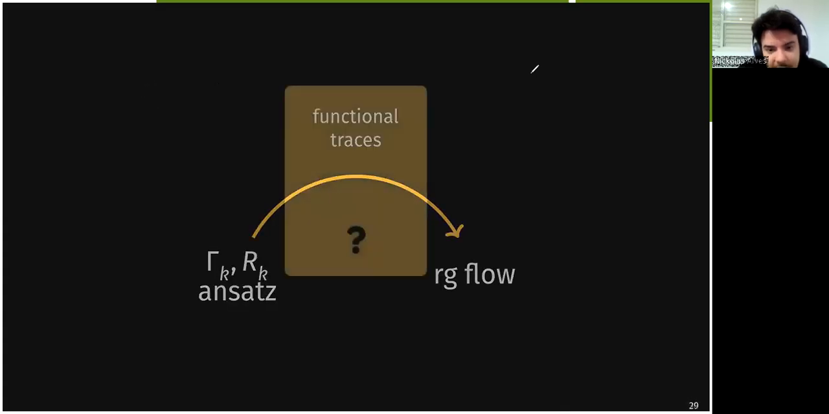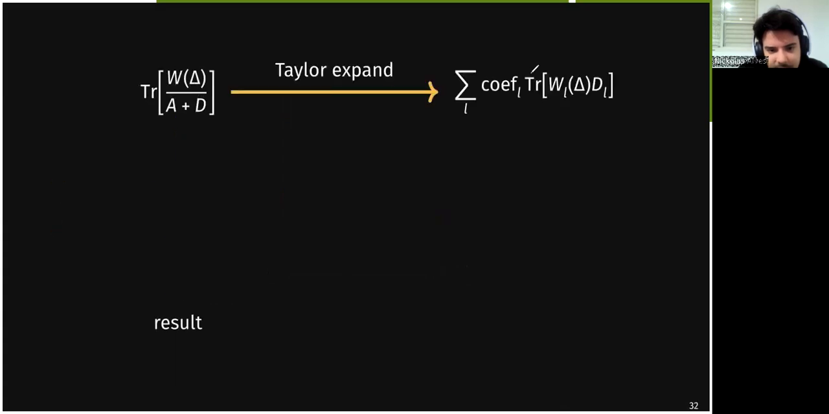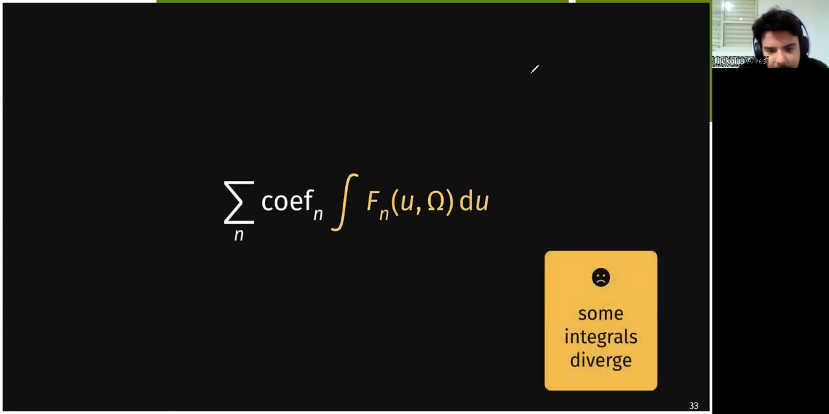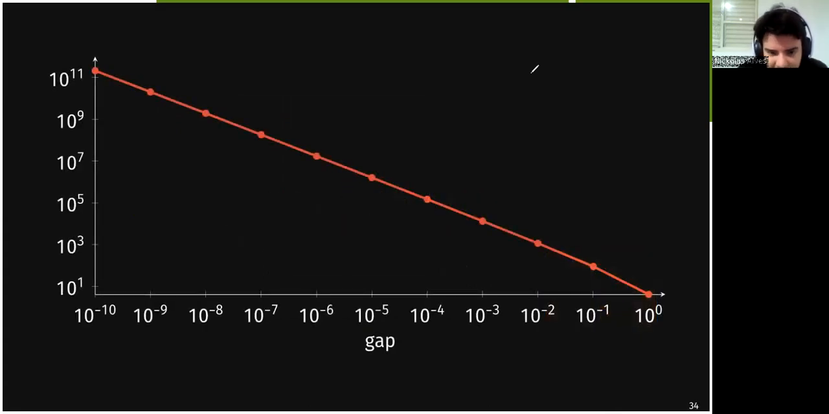However, these functional traces are difficult to compute. They typically have the form of the trace. I'm actually going to skip this part because it is a little bit technical. And we found, after computing the traces, that some integrals diverged. For example, the beta function, which is what rules the renormalization flow for one of the couplings, had this behavior in which the smaller the gap, the larger the beta function, and it is divergent polynomially, as you can see in here. So it has a behavior of 1 over x.